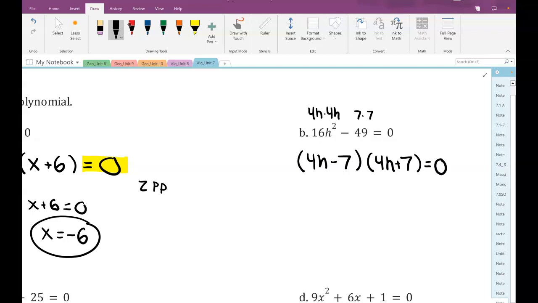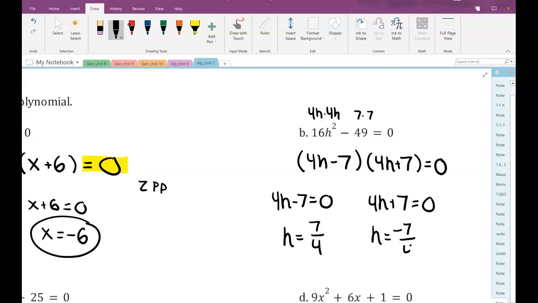Since this is equal to 0, we have to solve for our variable. Using our zero product property, 4h minus 7 is equal to 0, and 4h plus 7 is equal to 0. Then if we were to solve, it would be two steps: we'd add 7, divide by 4. So h would be equal to 7 over 4. This one, h would be equal to negative 7 over 4.